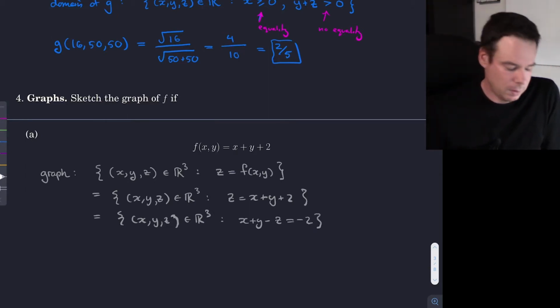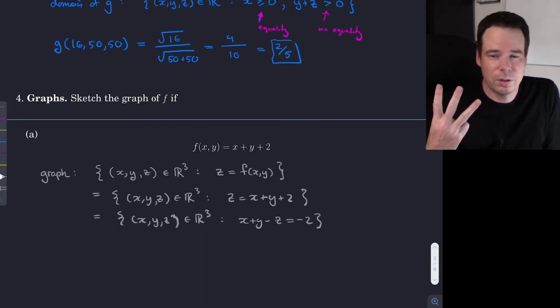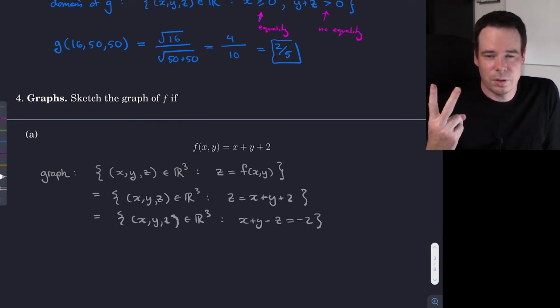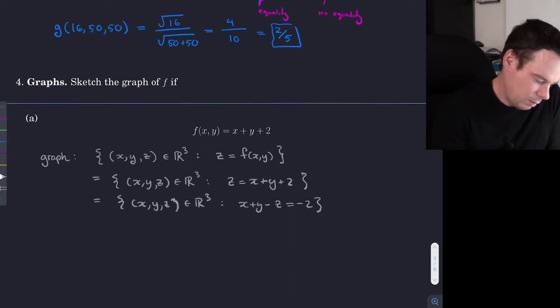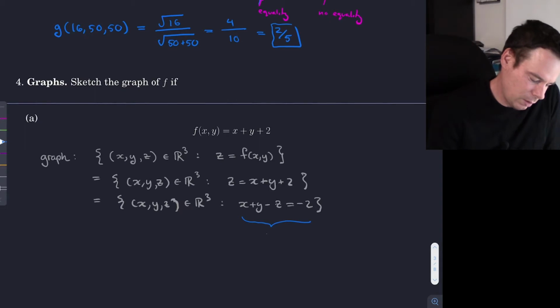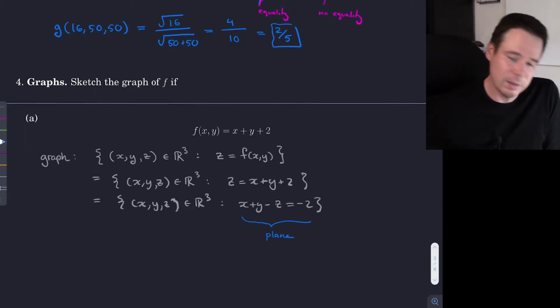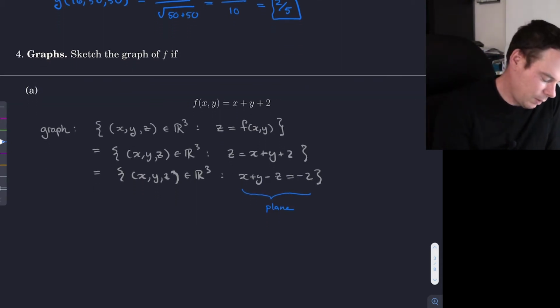So again, what is a graph? A graph is the set of all points. So it's a function of 2 variables, so it's the set of all points in 3 dimensions, in which the first 2 components are the inputs, and the 3rd component is the output of our function. In this particular case, we see that it's a set of all x, y, z triples that satisfy this equation. And we already know from a previous section that this is the equation of a plane in 3-dimensional space. So the graph of this function is a plane.